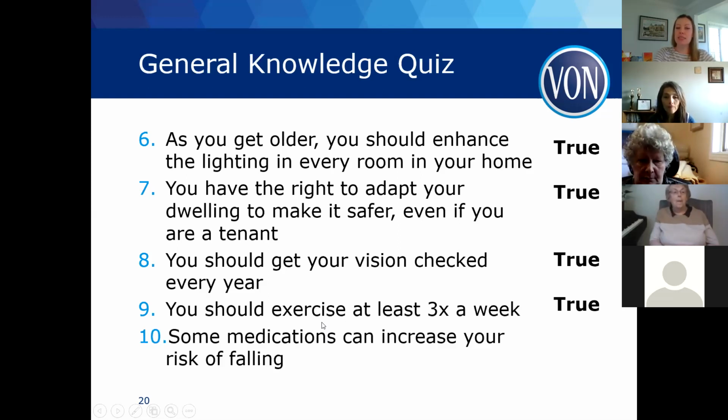And then number 10, some medications can increase our risk of falling. True, very true, right? Many can, and the danger is sometimes they interact with one another. That can make it even worse of an experience, so always being aware of that.